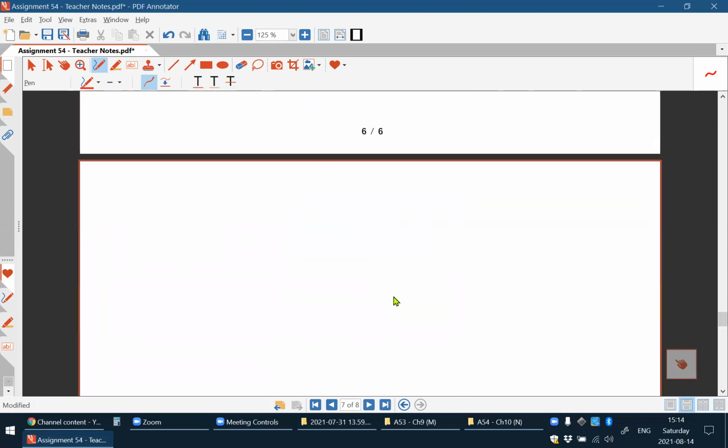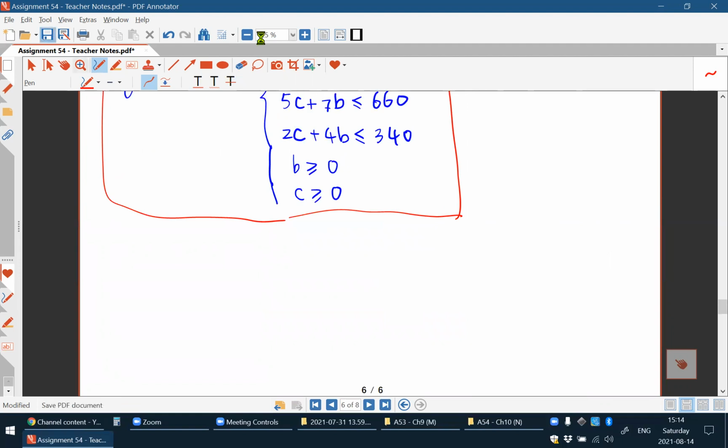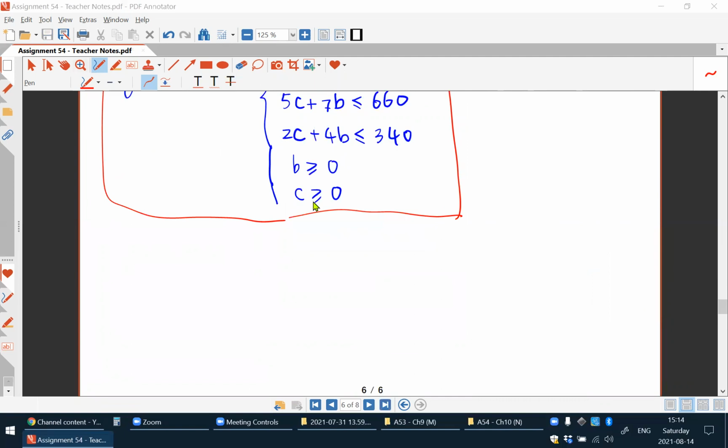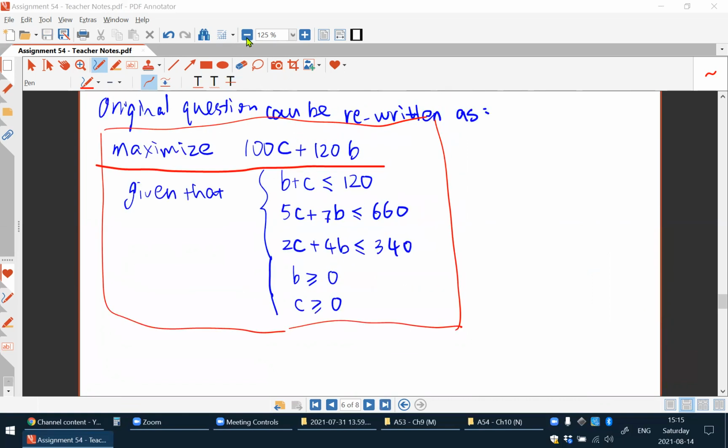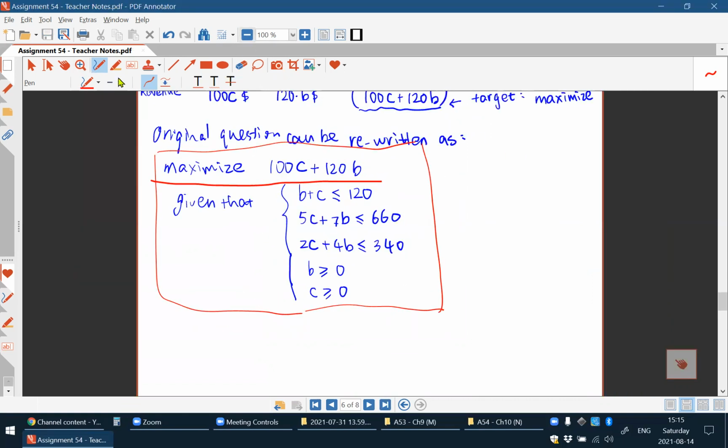Okay, now it becomes a pure optimization problem. How about Dora? Can you follow me? Okay, so what is the method to solve this? First of all, we label these constraints 1, 2, 3, 4, 5, right? We find these boundary lines and the boundary areas.